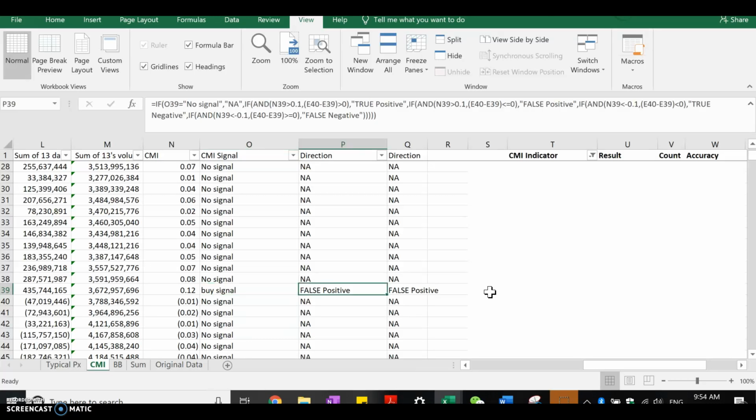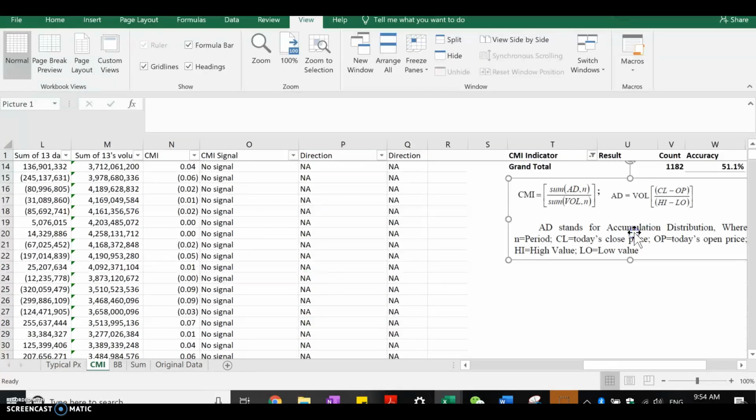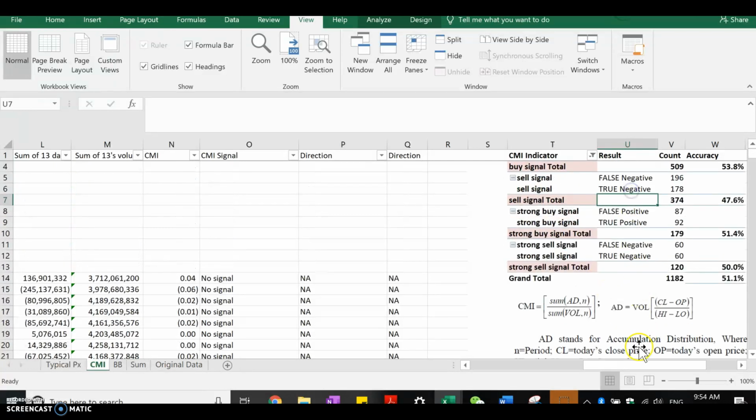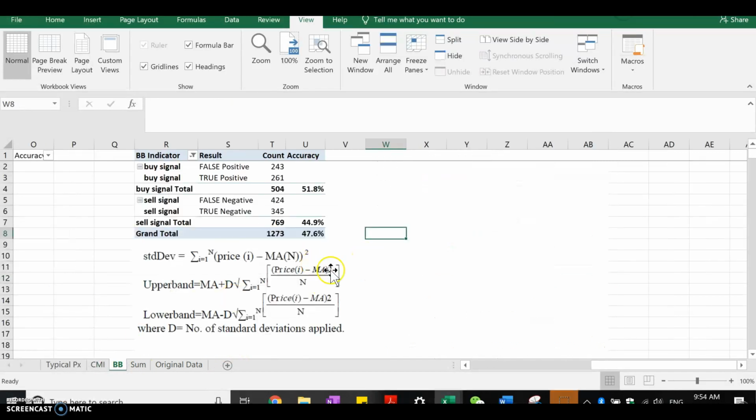The concept is similar for every indicator, so I'm gonna save some time and not go through every one. Here's the table presenting the whole results. Again, false positive, true negative, things like that. And we can see the overall accuracy is 51%, right? It's not ideal, it's just slightly better than random. And then the last one is Bollinger Bands.